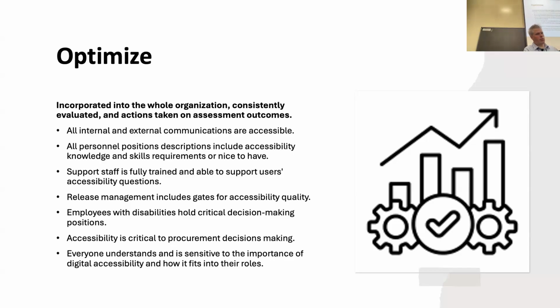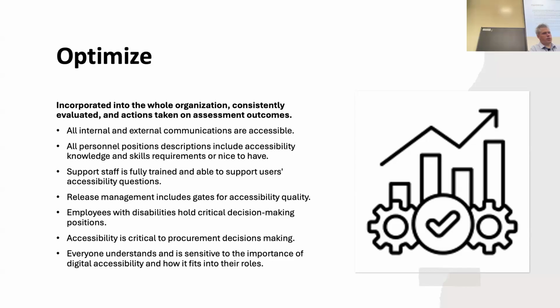At this point, all your roles or all your jobs are including accessibility requirements, either as a requirement or a needs-to-have. You want to have support staff fully trained and able to support users. Release management might include some testing. So maybe you have Axe as part of the build process, and if Axe identifies any issues or errors, then you don't move forwards.